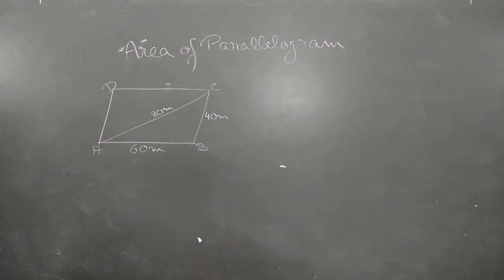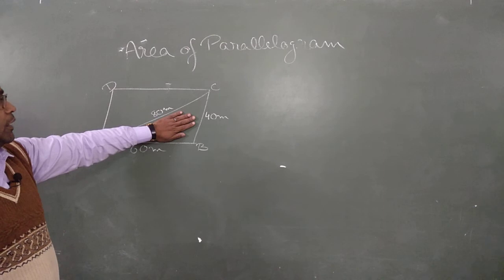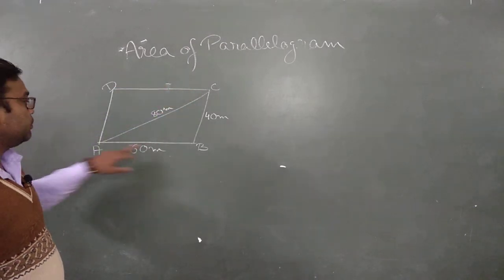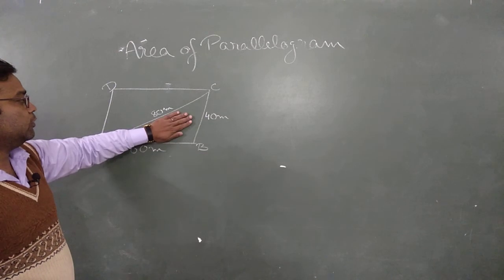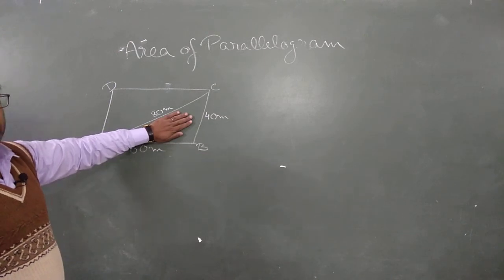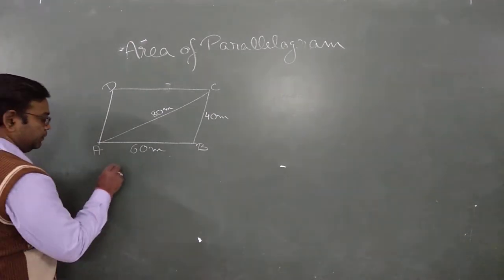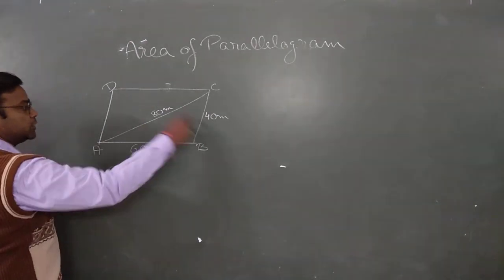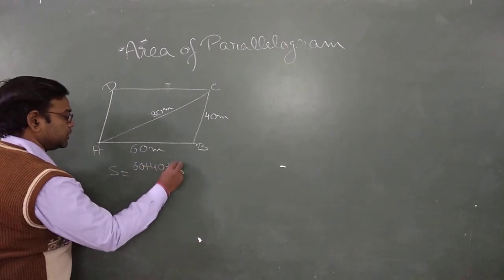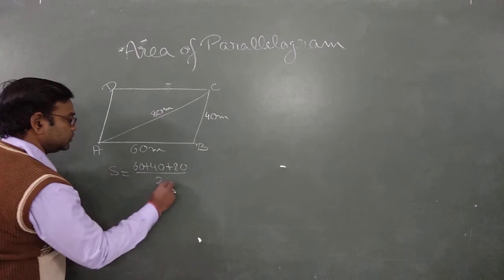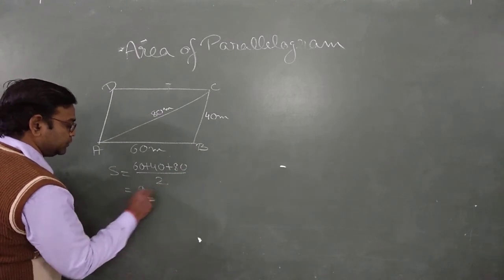So if we are able to find the area of this part, then we are able to find the area of parallelogram. Why? Because area of parallelogram is just double the area of one of the triangles made by diagonal and two adjacent sides. So here we have small s equals to sum of all sides by 2, 60 plus 40 plus 80 by 2 equals to 180 by 2, that is 90.